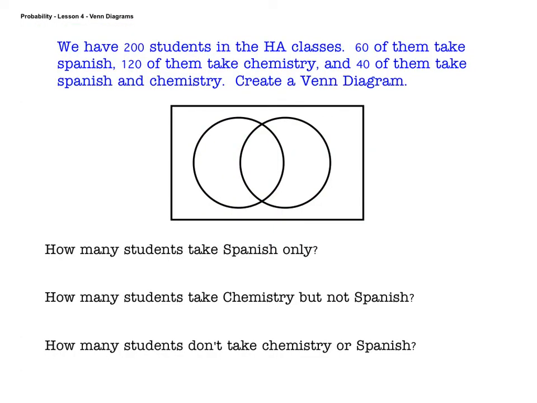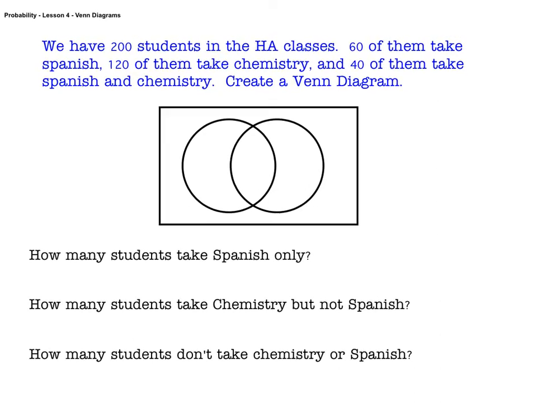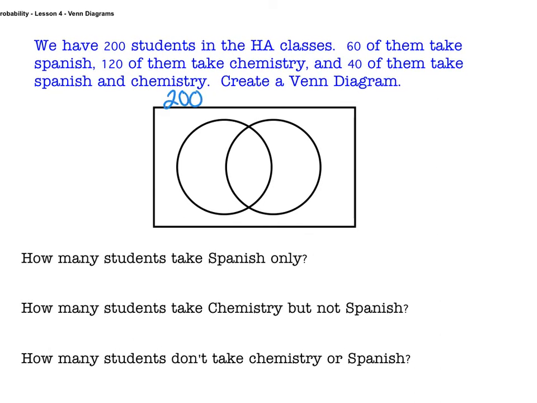So here's our first Venn diagram, and I promise you there's going to be people that will not watch this video and think that they can solve this themselves, and there's a very common mistake that people make. So first thing we do is we put 200 kids at the top left that are in HA classes. So we're doing this out of those 200. 60 of them take Spanish, so let's just mark this as Spanish. 120 of them take Chem. And 40 of them take Spanish and chemistry.